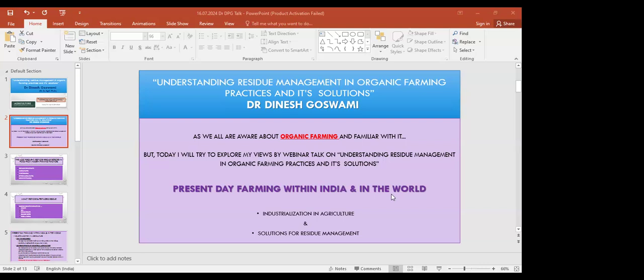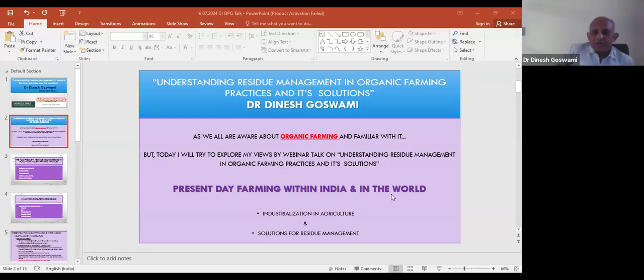Okay. And how does residue management differ between organic and conventional farming? In conventional farming, there is a limitation, but in organic farming it is just a limited term.